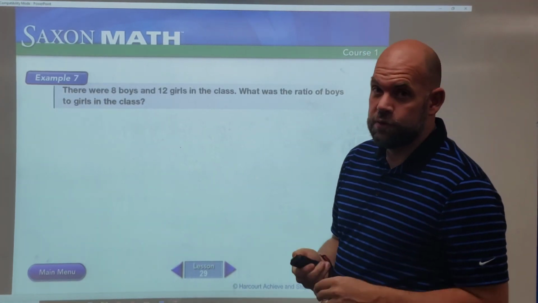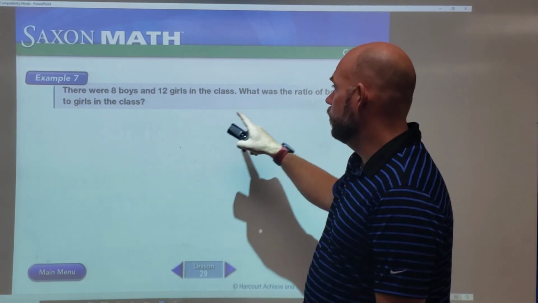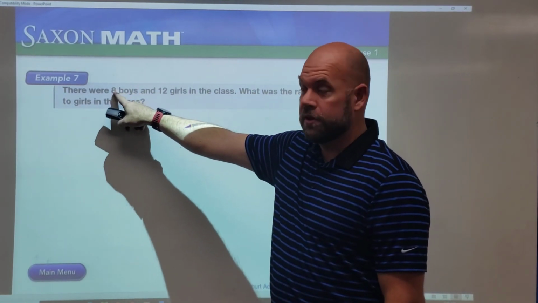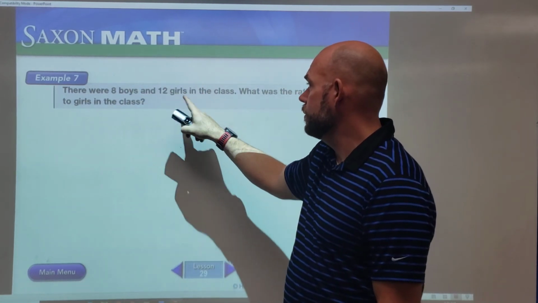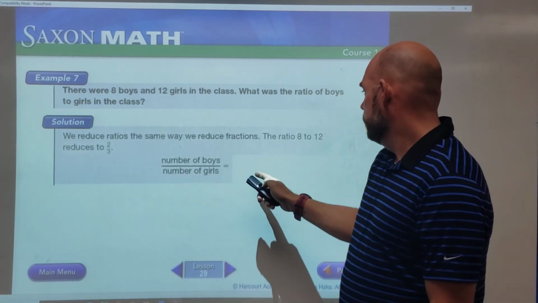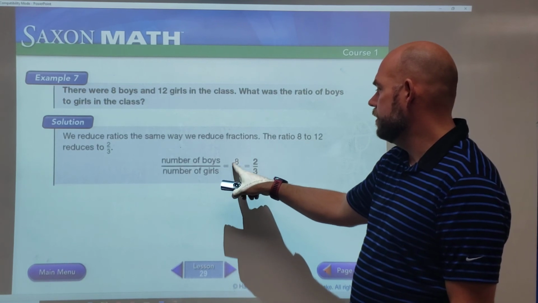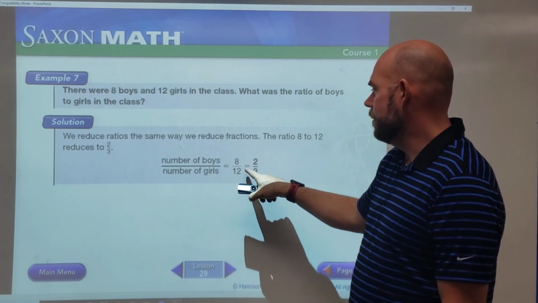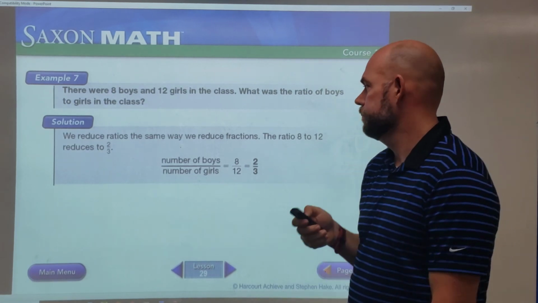Finally, let's review some ratio problems. There are 8 boys and 12 girls in class. What's the ratio of boys to girls? So boys would be first, because it says ratio of boys to girls. So boys would be the top number, girls would be the bottom number. 8 to 12, we can reduce 8/12. So we have 8/12 here. That reduces. The greatest common factor here is 4. 8 divided by 4 is 2. 12 divided by 4 is 3. So again, we're looking for that greatest common factor when we're reducing.